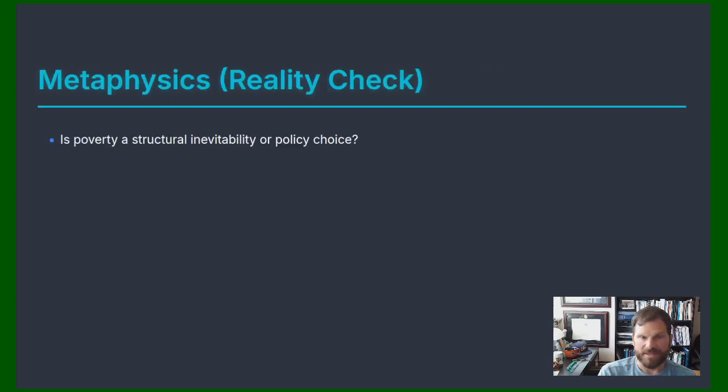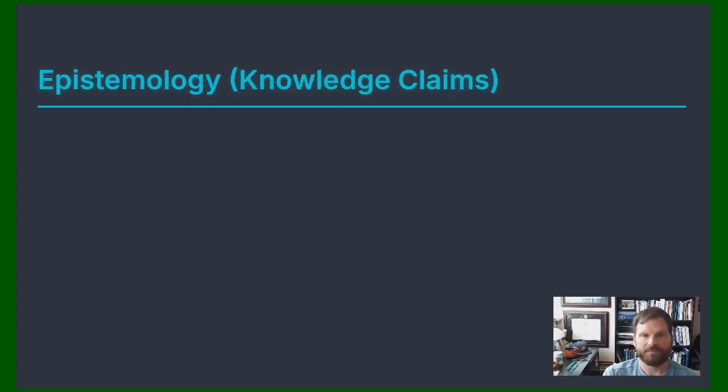So metaphysics is this reality check. Things like, is poverty a structural inevitability, or is it a policy choice that we can make, right? What is reality? An ontological stance is going to shape our causal stories, shape how we frame the problem, shape how we say that this at time 1 leads to this at time 2. That kind of causal story. The links in the chain come from our ontological stance.